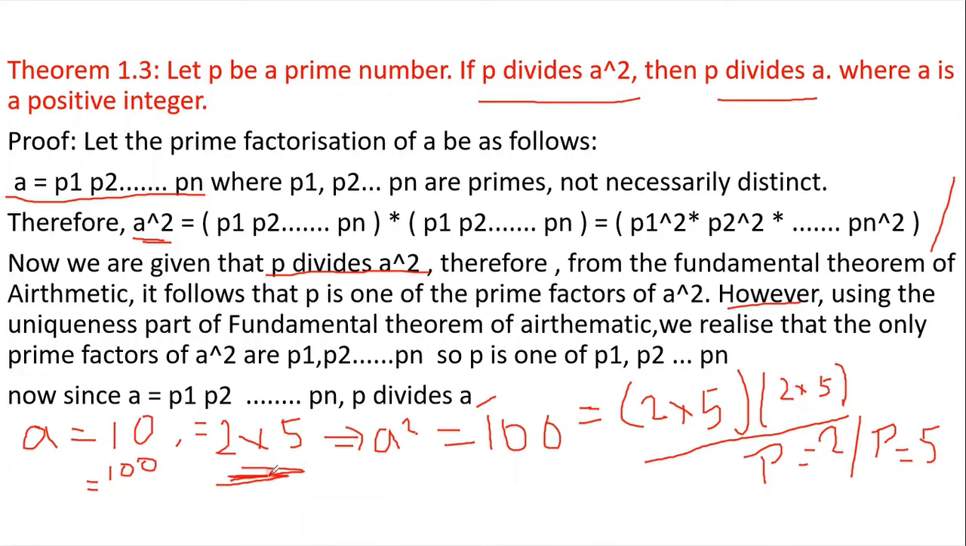So again, P is one of the prime factors that is involved in the prime factorization of A. Hence, if A square is divisible by P, then A is also divisible by P. Why? Because the terms in both A square and A are the same. A square is nothing but A multiplied twice. So it clearly says that if A square is divided by P, then A is also divisible by P. Okay, thank you.